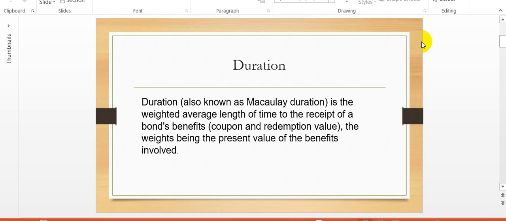A bond is issued at a nominal. The coupon rate is fixed at the time the issuer is issuing the bond. So the coupon will be the same throughout the life of the bond.